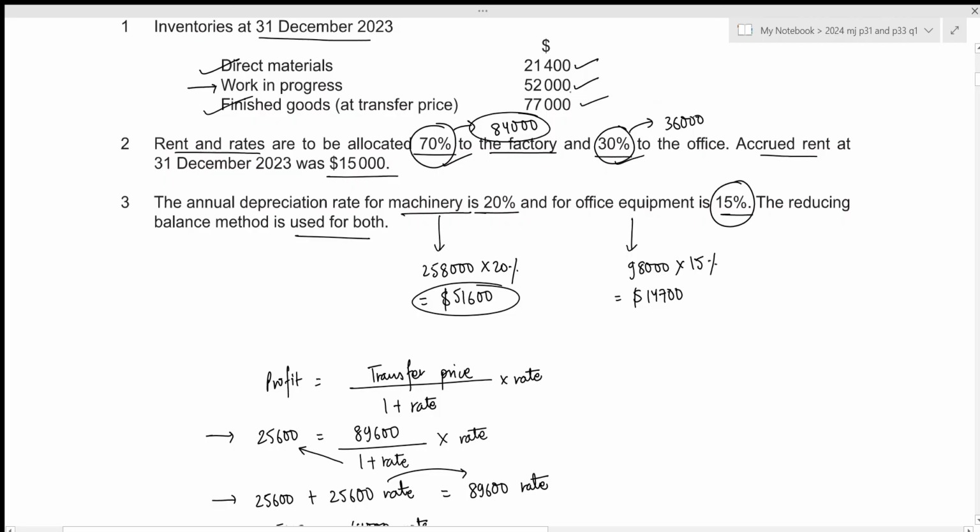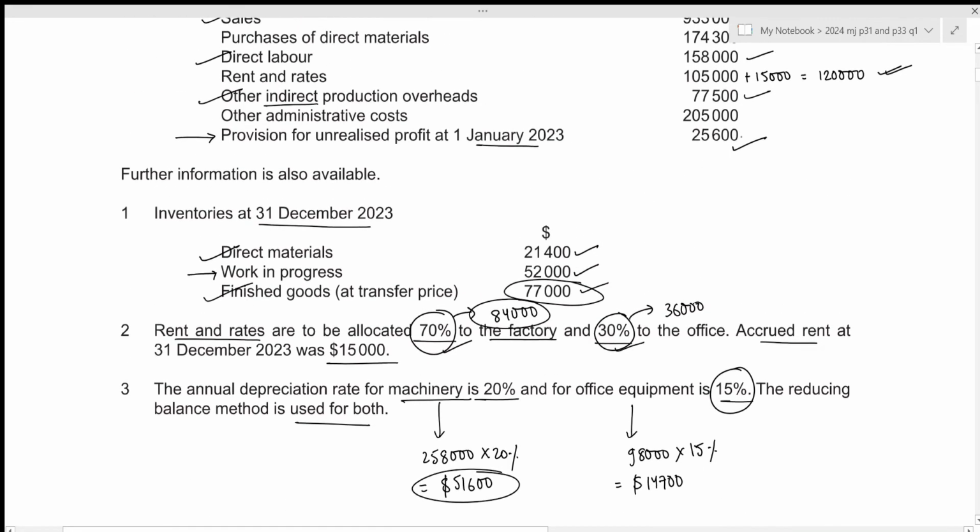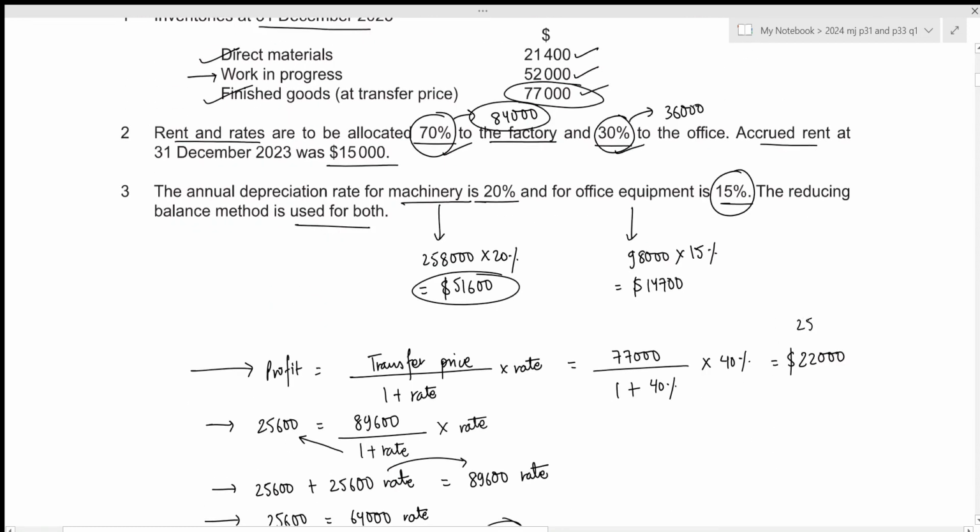In this case, we have the finished goods at transfer price at the closing date of 77,000, and we will use this formula. So our profit will be 77,000 divided by 1 plus rate, which we calculated to be 40%, times rate. This results in the value of 22,000. So this is our closing provision for unrealized profit. Now we compare it to the opening value, which was 25,600. Clearly there has been a decrease, and the decrease is of 25,600 minus 22,000, which is 3,600. Since this is a decrease in provision for unrealized profit, we will add it as part of our adjustment.